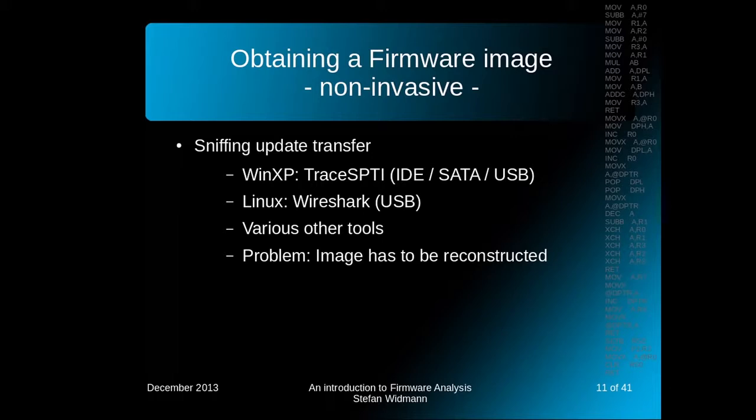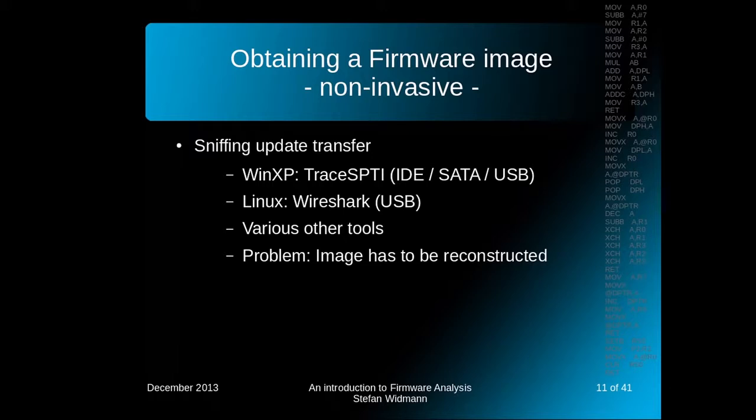On the Linux side, you might use Wireshark to trace the communication, because Wireshark on Linux can trace and sniff USB. There are various other tools around, like BusHound and so on, to watch communication on buses. But the problem is they are normally very expensive. A problem you have if you're trying to just sniff the update transfer and reconstruct the image is that it's like a puzzle. You don't know how to build the image, and maybe you don't know, am I doing it right or not?